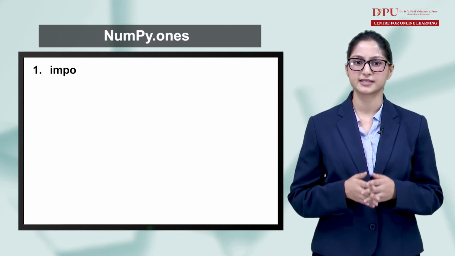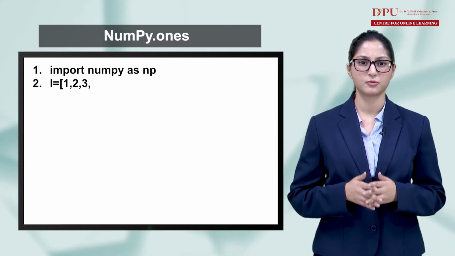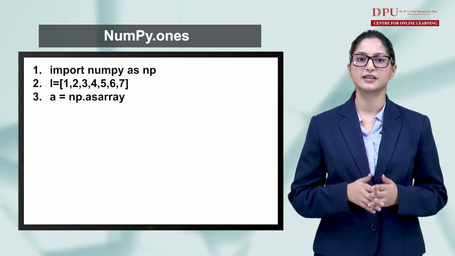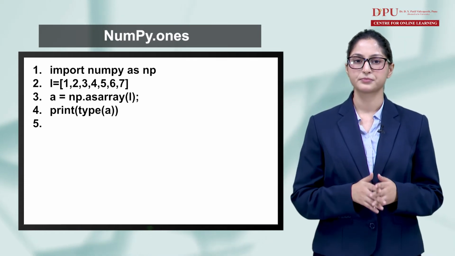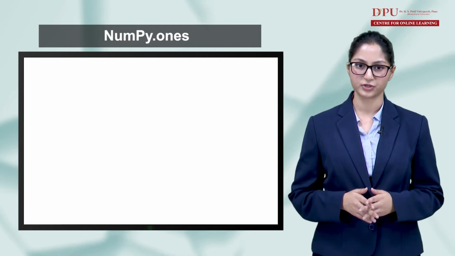Example: creating NumPy array using the list. Import numpy as np, l = [1, 2, 3, 4, 5, 6, 7] within square brackets, a = np.asarray(l) within brackets. Print type of a, print a. The output is.